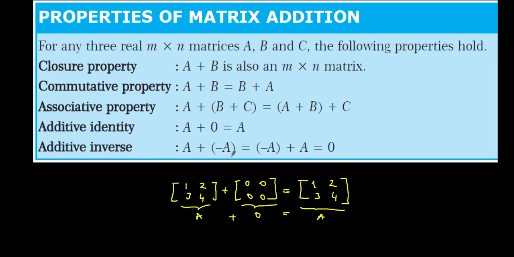And additive inverse means all of them are negative. Here minus 1, minus 2, minus 3, minus 4. When it becomes so, then A plus minus A will be equal to 0. We know that one from the addition properties.